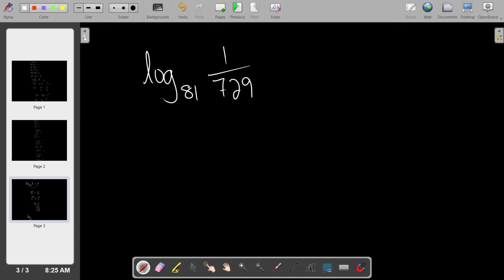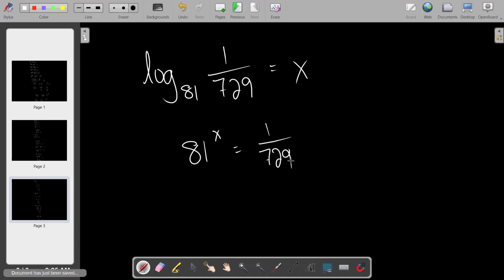Right away, equals x. Cycle it out. 81 to the power of x equals 1 over 729. For the 28th time today, and the 28th time out of 412 to go, what are 81 and 729 both powers of? 9. They could also both be powers of 3, but you're going to get more bang for the buck if you pick the higher common power, right? So we want to choose the 9 and not the 3.